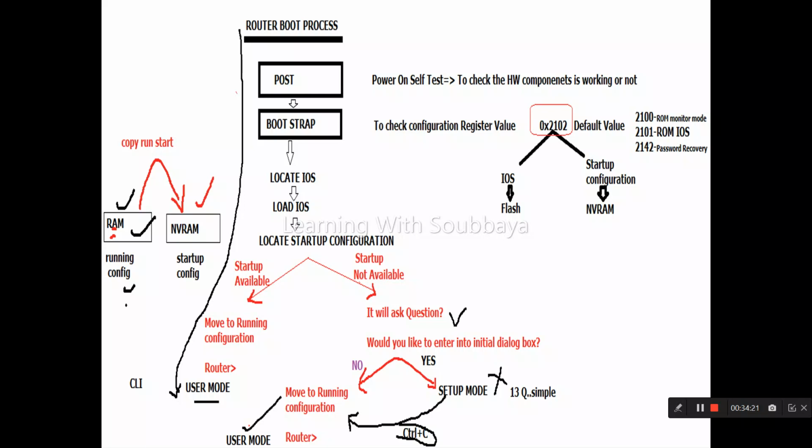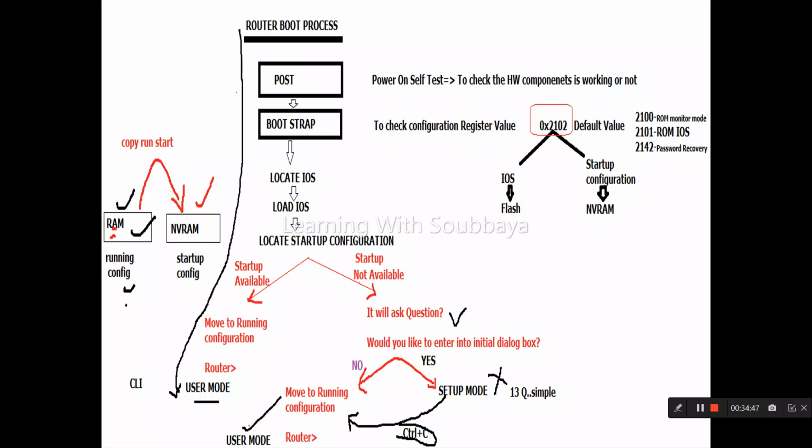Apart from that, we have other values also available, like 2101, 2142, 2100. These values are also available in the router. 2101 represents ROM IOS. 2100 represents ROM monitor mode. 2142 represents password recovery. That means this value is used for entering into different modes.